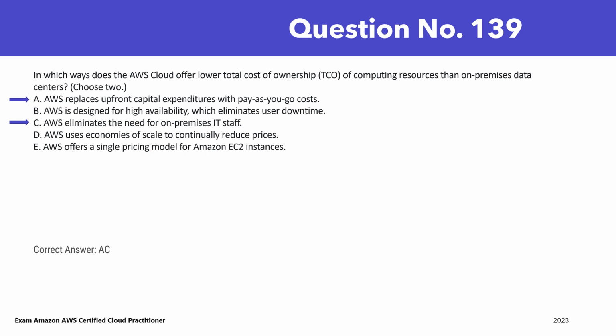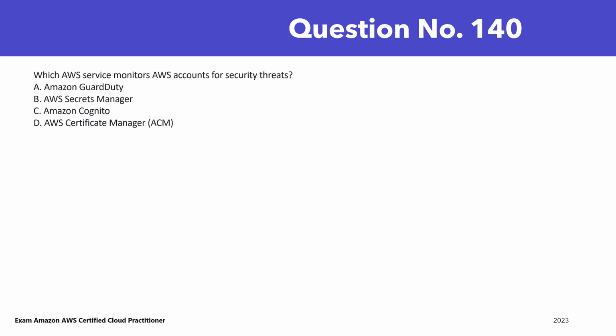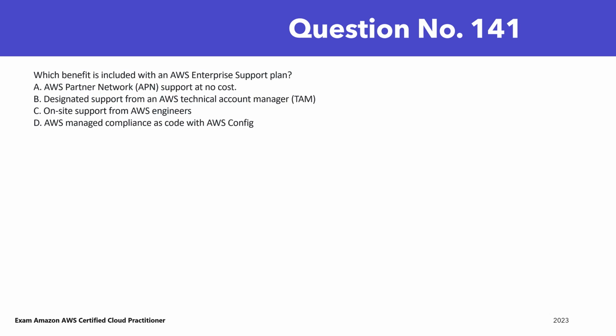Which AWS service monitors AWS accounts for security threats? A. Amazon GuardDuty. B. AWS Secrets Manager. C. Amazon Cognito. D. AWS Certificate Manager, ACM. Correct answer, A.